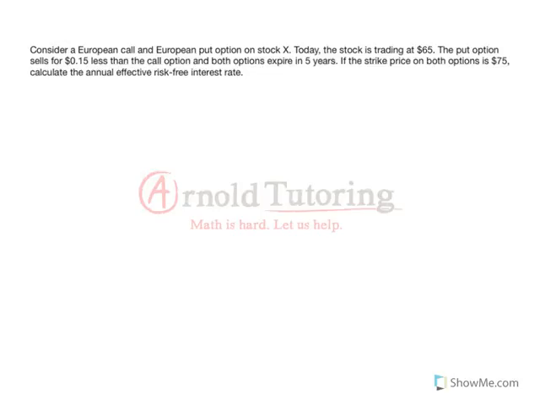In this question, we've got a European call and a European put option on the same stock. It tells us what the stock is trading at, the difference between the put option and the call option in terms of their prices, and the expiration date, as well as the strike price. That's the same as the exercise price. And we've got to calculate the annual effective risk-free interest rate.